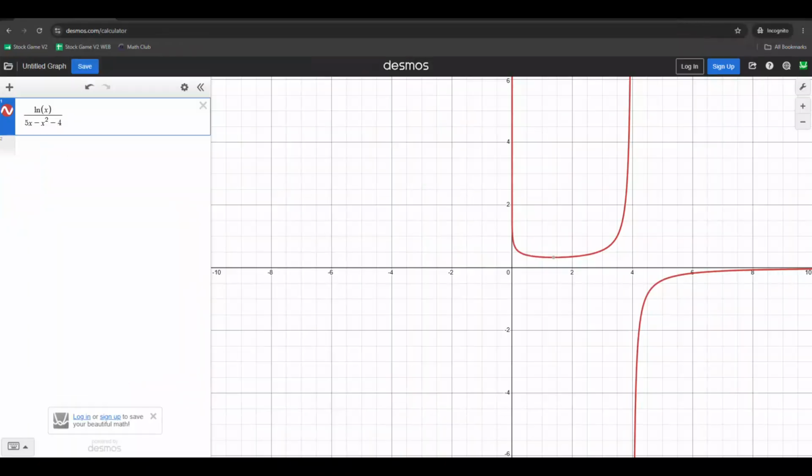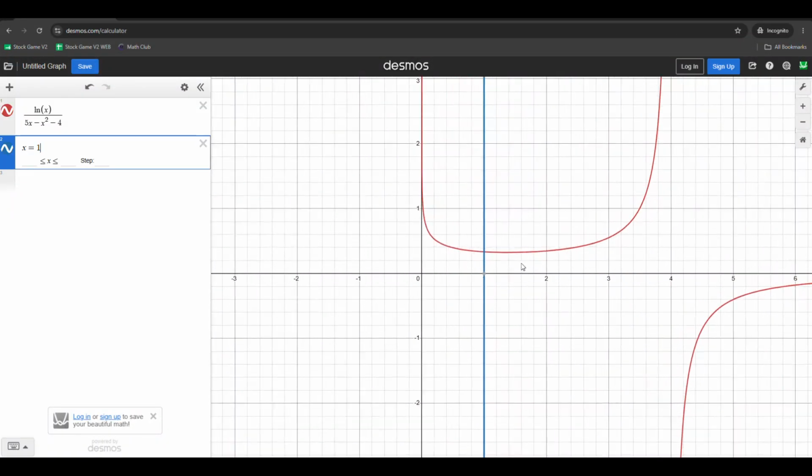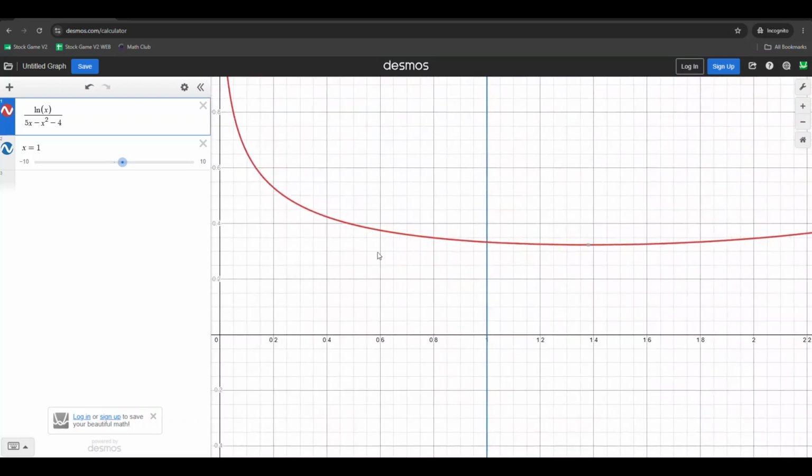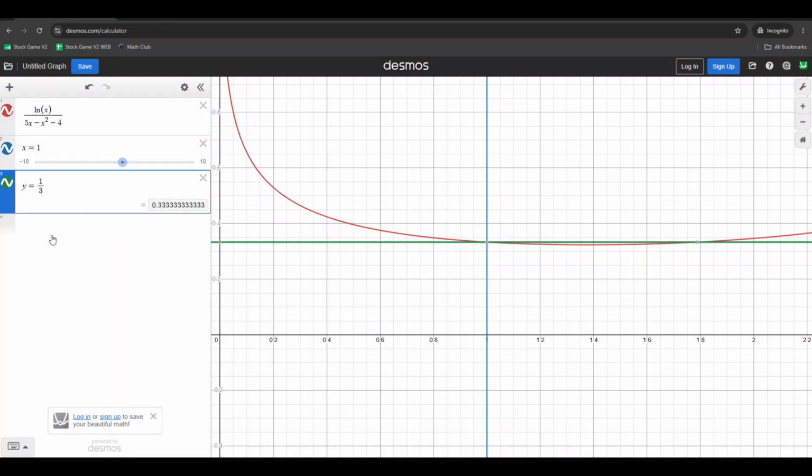So let's graph this. Let's find x equals 1. The important thing to note is on the red graph, at 1 it's undefined. But where is it close to? It is, in fact, close to y equals a third, right? That sort of looks like where that graph wants to be.